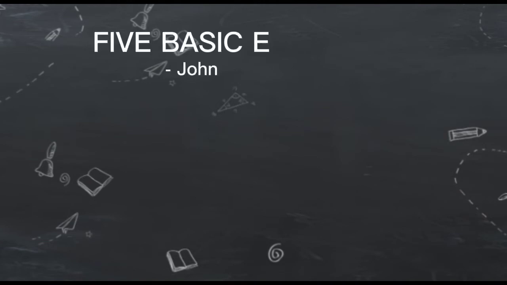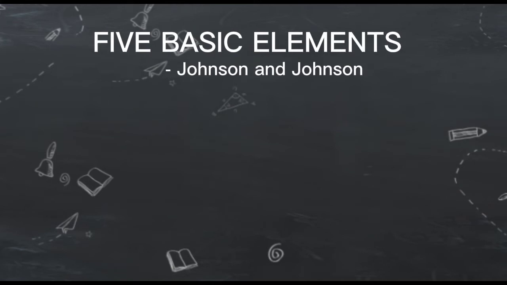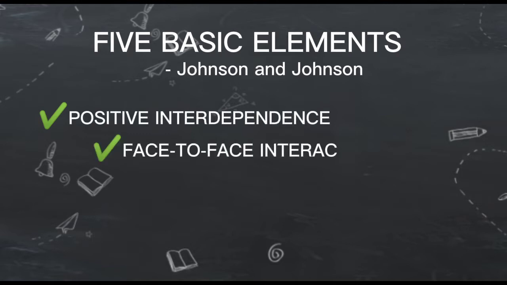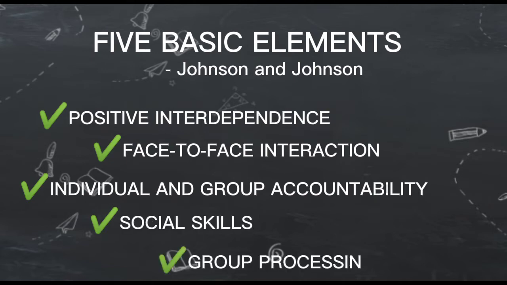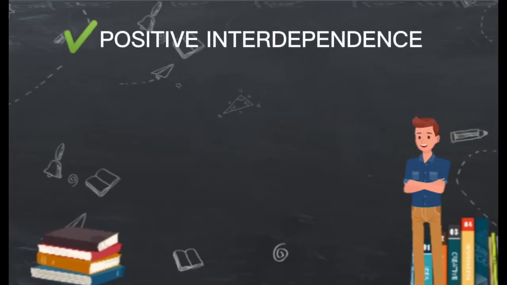To understand more cooperative learning suited for various scenarios, Johnson & Johnson outlined the 5 basic elements that allowed successful small group learning: the positive interdependence, face-to-face interaction, individual and group accountability, social skills, and group processing. First, we have the positive interdependence.